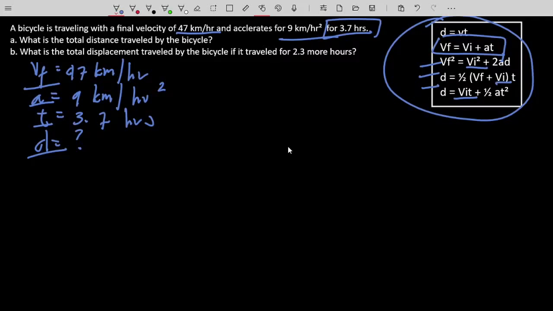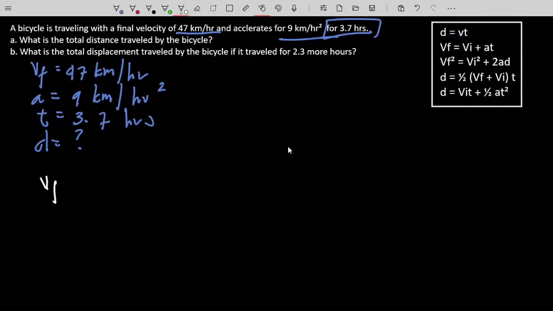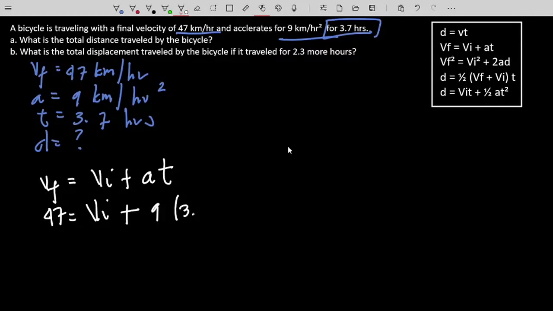Now let's rewrite the formula. Final velocity is equal to initial velocity plus acceleration multiplied by time. Now your final velocity is 47, your initial velocity is what we are trying to look for, and acceleration is 9 multiplied by your time, which is 3.7. Now 47 is equal to initial velocity plus 9 multiplied by 3.7, which gives 33.3.